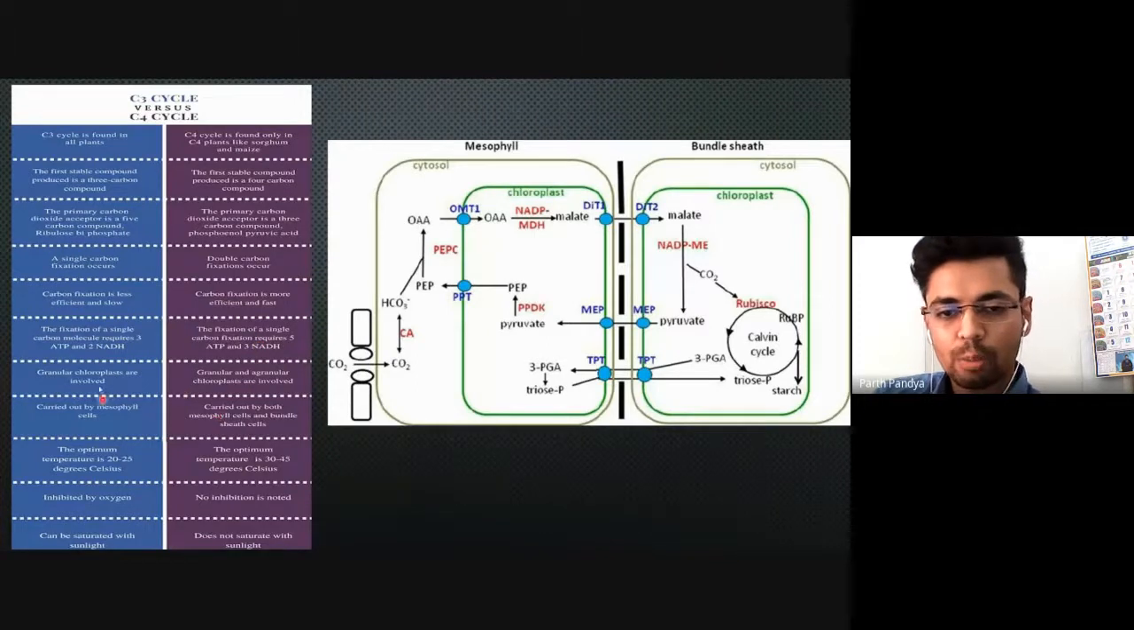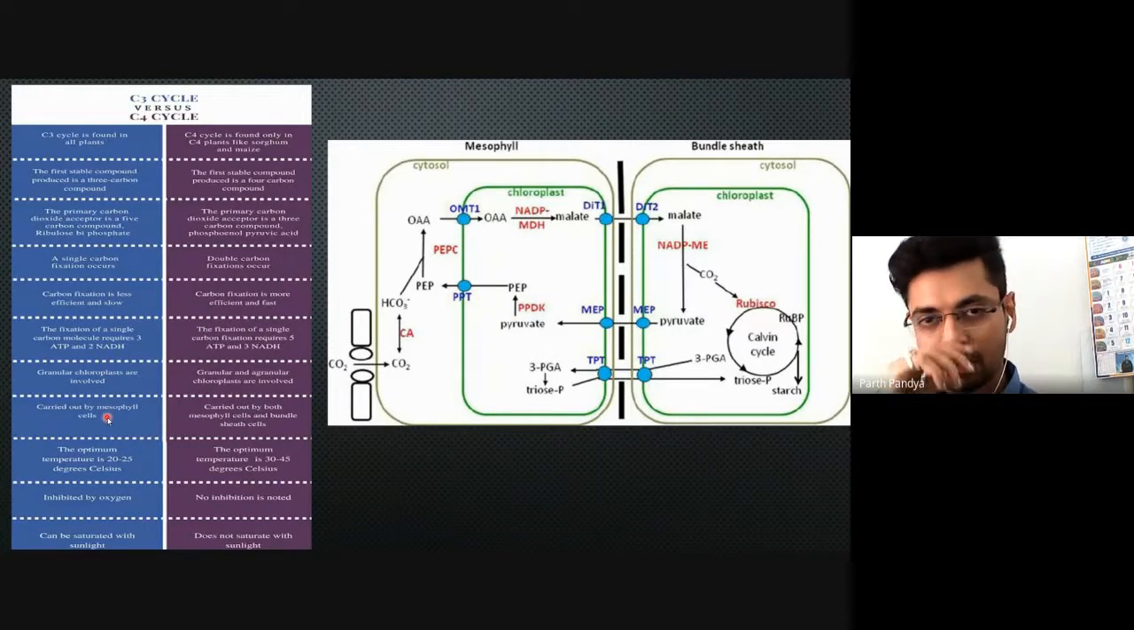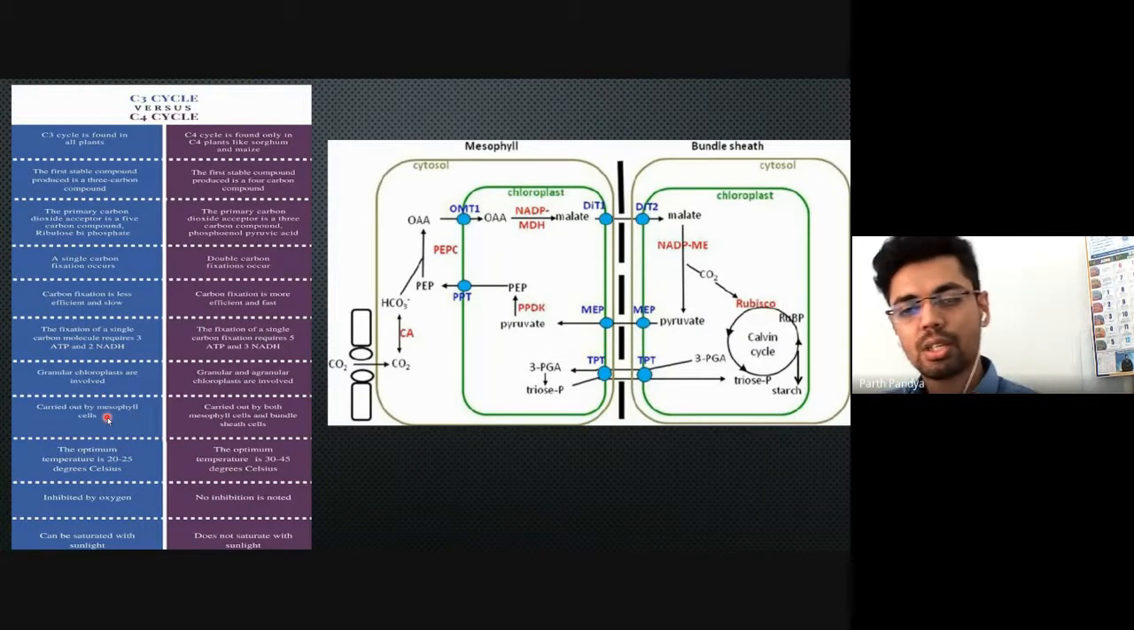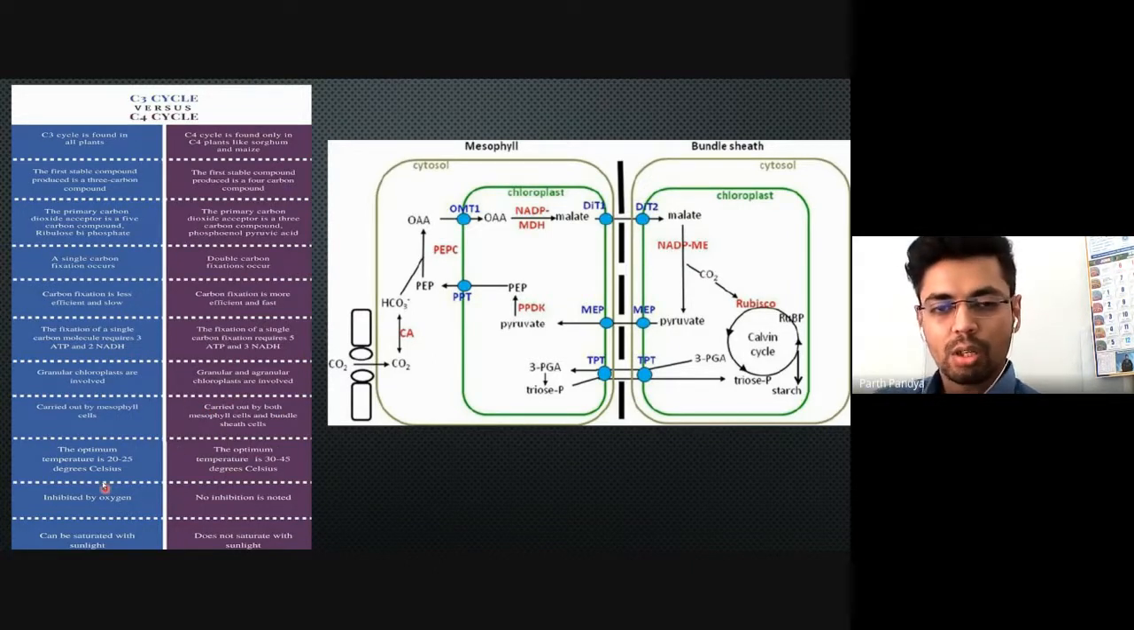So granular chloroplasts are involved. In this case, granular and agranular chloroplasts both are involved. C3 occurs only in the mesophyll cells, whereas C4 occurs in both mesophyll and bundle sheath cells. The optimum temperature range for C3 is around 20 to 25 degrees Celsius, whereas for C4 it is 30 to 45 degrees Celsius.